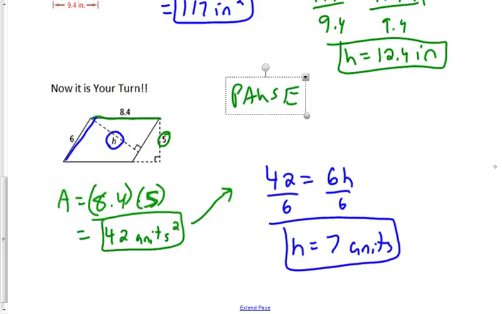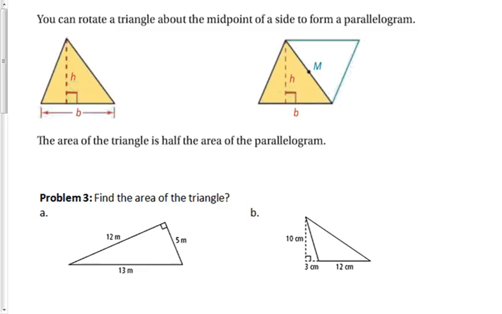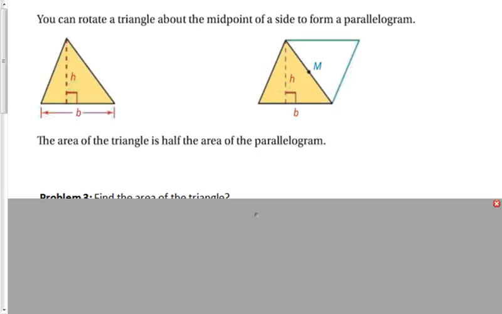All right, feel free to take a look at my work. In the green, I found the area using the base of 8.4 and the height of 5 then. And then I used that and the base of 6 to find the height. And it equaled 7. All right, moving on. A little bit more about triangles now.